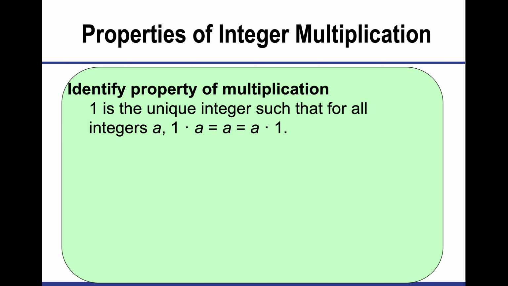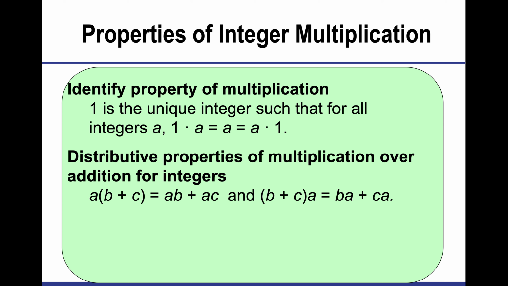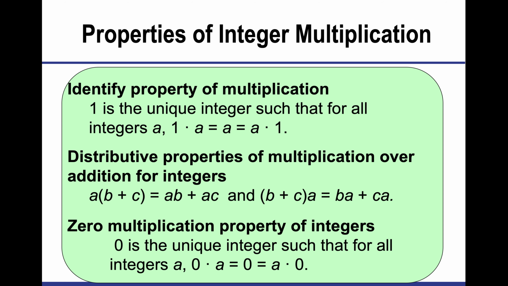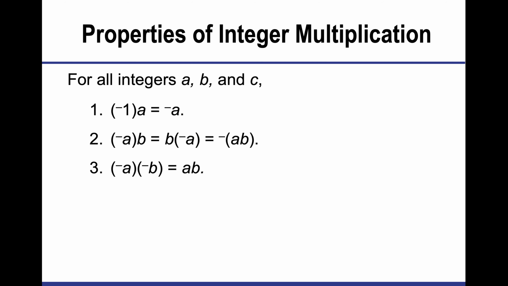The identity property in multiplication means I can multiply any value by 1, and I get that resulting value back out. The distributive property applies to integers, just like it did in our previous section, and the zero multiplication property also applies, just like it did to regular multiplication of whole numbers.